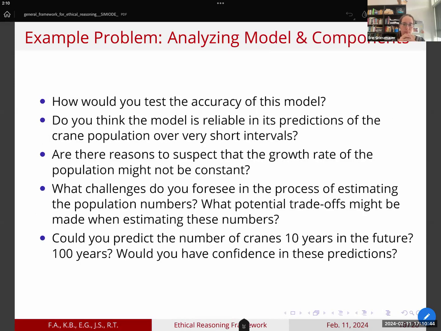So here are some background kinds of questions that we've asked to go along with this question about modeling endangered bird populations. How would you test the accuracy of this model? Ask students to think about whether this model is reliable over short intervals, or might the growth rate of the population not be constant? Are there challenges in estimating the population numbers? How confident are we in our predictions of populations in the future? These are all kind of background questions that we could build into the problem, either before they do the mathematical analysis or after, to think about just the model and its context.